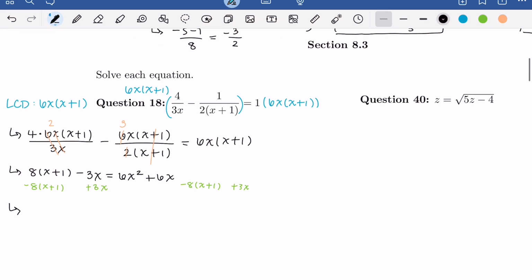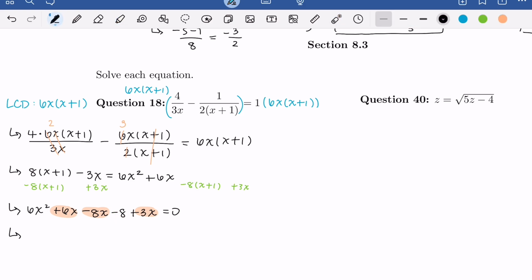Doing that, we're going to have 6x squared plus 6x. We're going to have minus 8 times this, so what I'm going to do is just distribute this negative 8 to both terms here. So we're going to have minus 8x minus 8, and then we have plus 3x. And this is all going to be equal to 0 since we moved everything over to the other side. Now from here we can combine like terms. We have 3 terms that have x's here, and then we just have this minus 8.